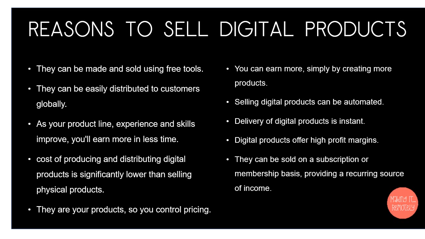Digital products offer higher profit margins. So what that means is it costs a very small amount to make, and you can charge quite a bit depending on what the product is and the demand for the product in the marketplace. They can be sold on a subscription or membership basis. So you're starting to see more companies offering subscriptions and memberships. And what that does is it provides a consistent recurring source of income.